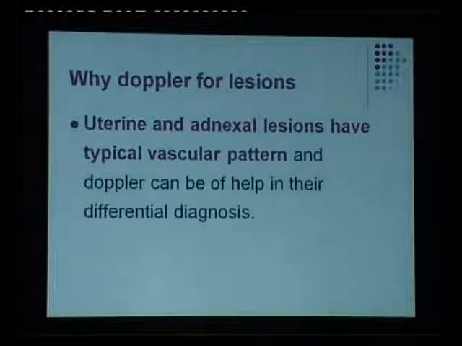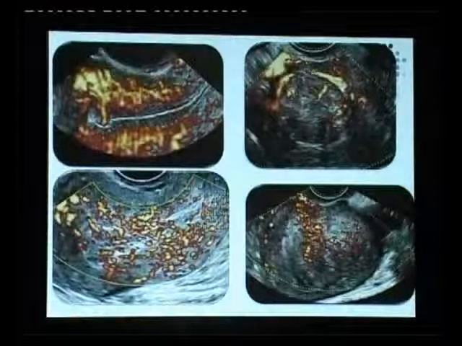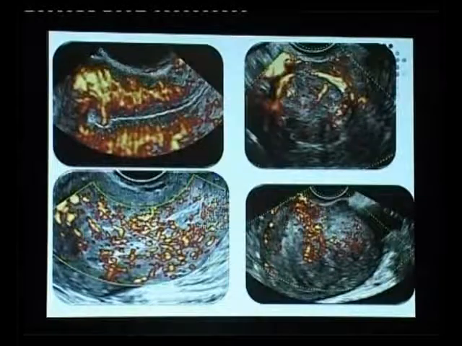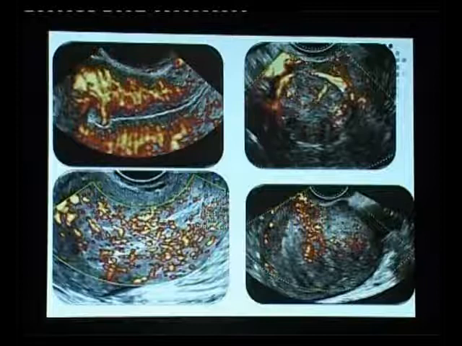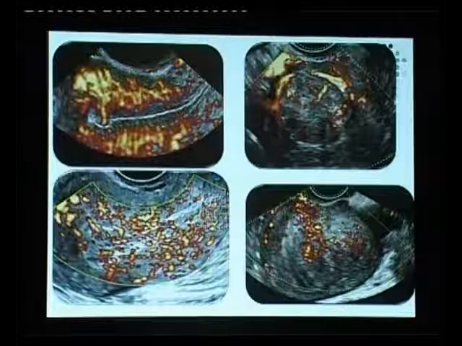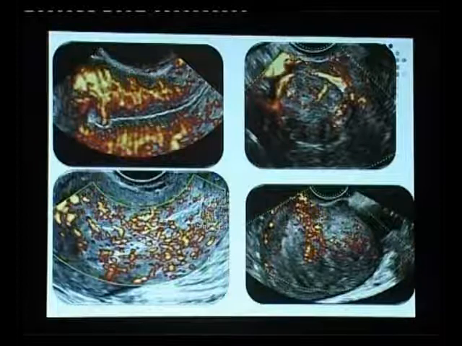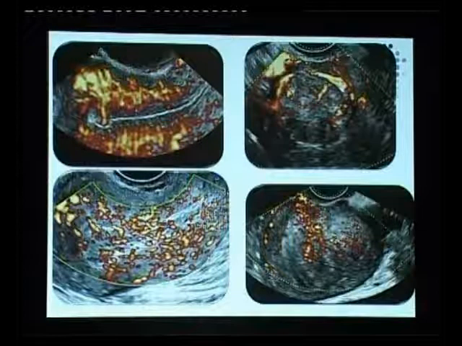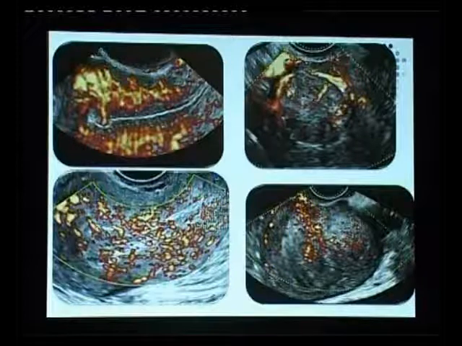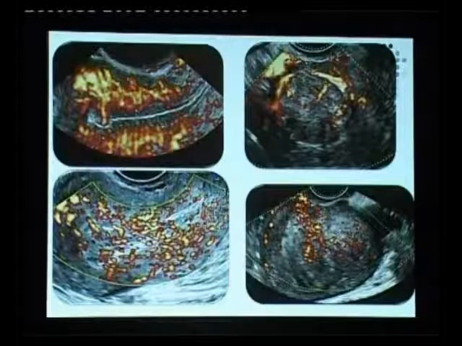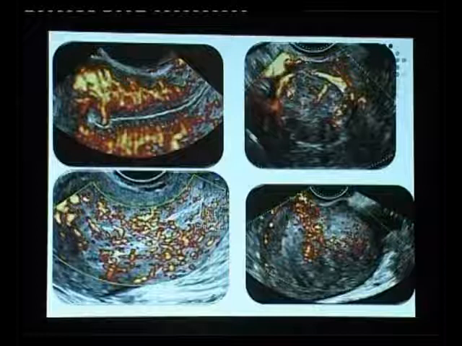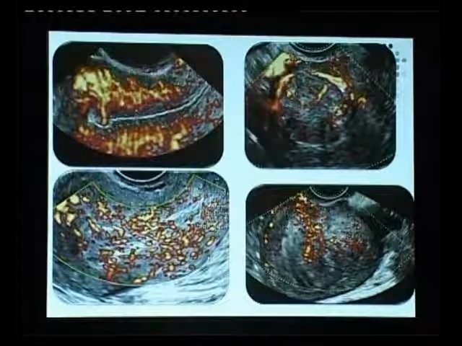Why Doppler for the lesions? The uterine and the adnexal lesions have typical vascular patterns, and the Doppler can be of help in their differential diagnosis. I will not go into the IOTA classifications, which has been discussed yesterday, or how you do the vascularity scores. I just want to make it as simple as possible for you gynecologists. And if you see a uterine endometrial lesion, we are again only talking on Doppler, so I'm not going to discuss anything else.